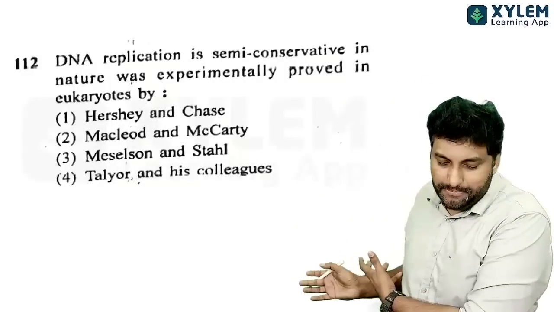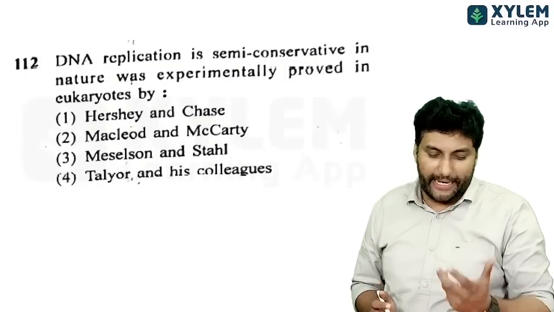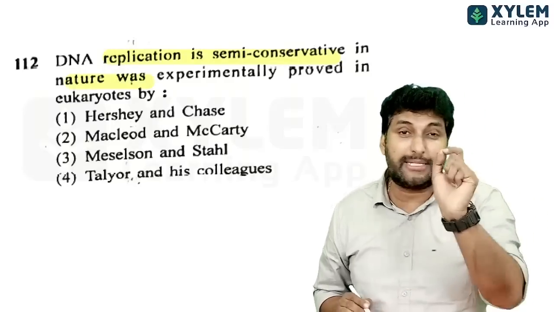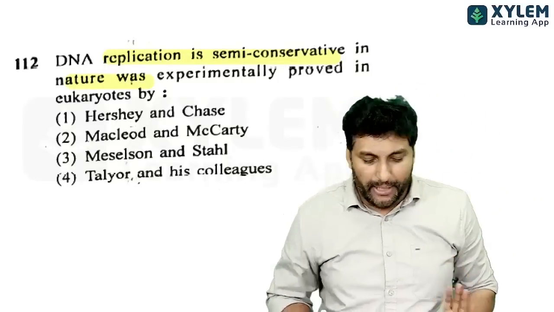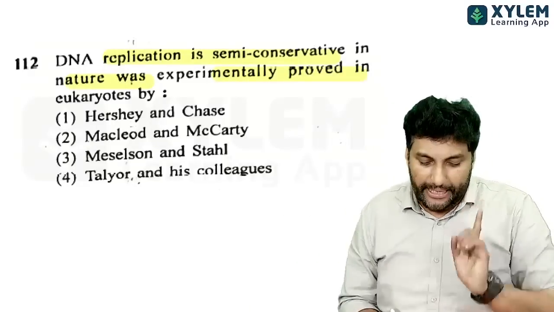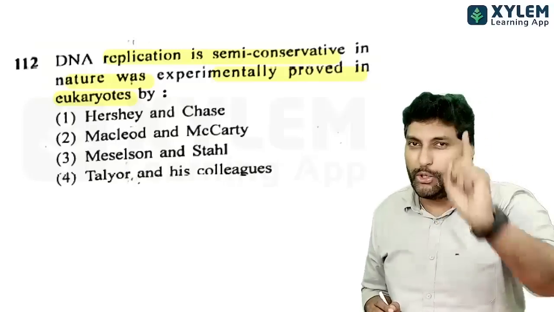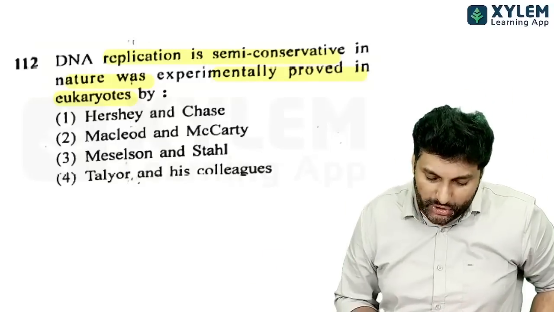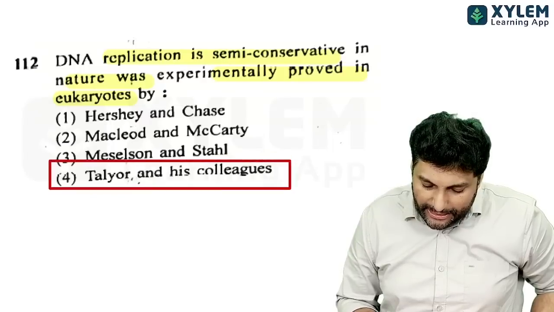112. Again from the genetics part. The question is, DNA replication is semi-conservative in nature. That's clear. Was experimentally proved in eukaryotes. Note it, in eukaryotes. Okay. Then the right choice will be Taylor and his colleagues.